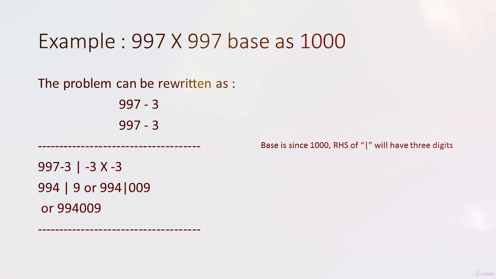To obtain the left hand side portion of your answer, 997 minus 3, that is 994, is the left hand side portion of your answer, and the right hand side portion of your answer is 3 multiplied by 3, that is 9. But the right hand side portion should have 3 digits. We are having only 1 digit. So we will write 2 more digits before 9. So our right hand side answer will become 009. Combined answer will be 994009.